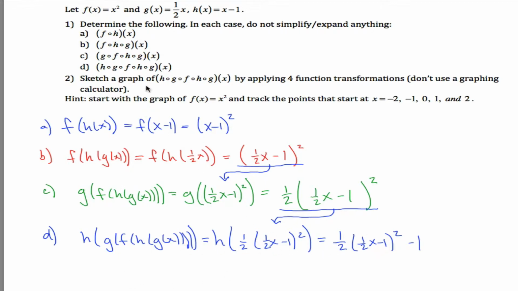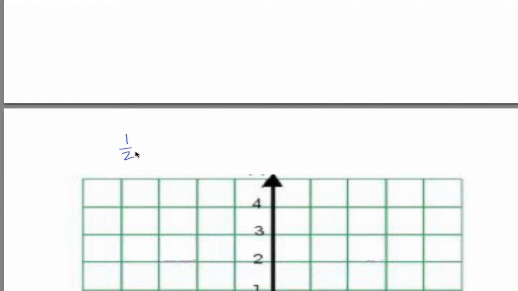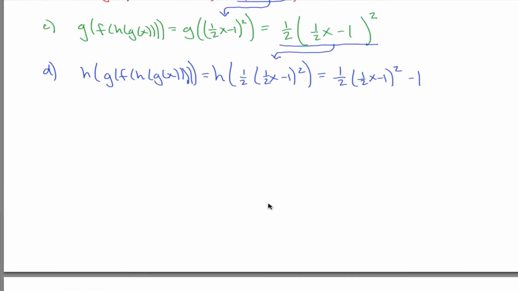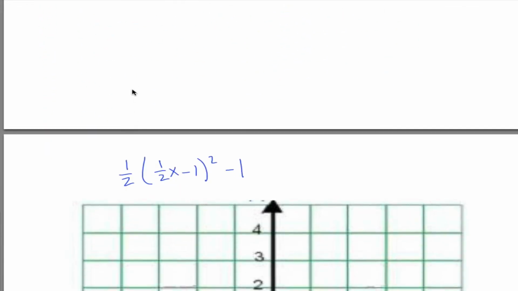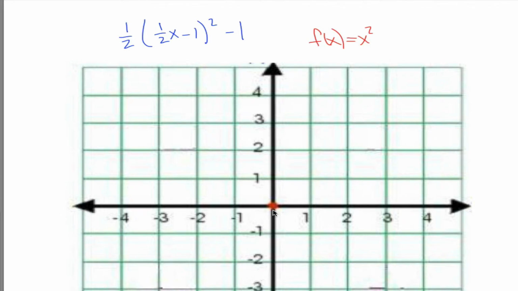So then what I do in part 2 here is I say that answer to part D that you just got, this thing, maybe I'll bring it down here, 1/2 times 1/2 x minus 1 squared minus 1. I think I copied that right. Graph that thing. Okay. Fortunately, it gives me a little hint. It says start with f of x equals x squared. Can do that. f of x equals x squared.